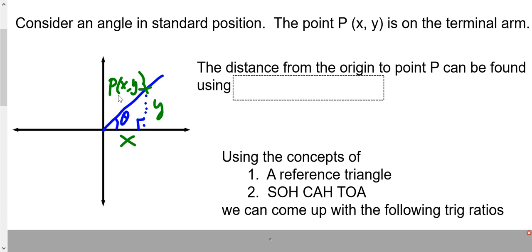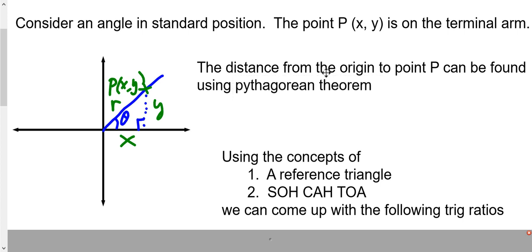And then if we call the length from here to this point P, R, then I hope you can see that we have a right angle triangle, and we can take advantage of Pythagoras theorem, or Pythagorean theorem. I don't know what you learned from junior high, but anyway, the distance from the origin to point P can be found by using the Pythagorean theorem. If you don't want to call that R, you can call it whatever you want.